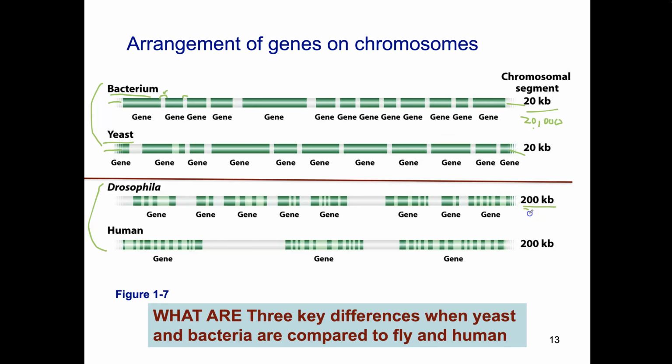When we look at what we would call higher eukaryotes, like fruit flies and humans, here just notice this is 200,000, so this is 10 times as much DNA as this, and we have 1, 2, 3, what is it, about 7, 4, 5, 6, 7, so 8 genes, right? So 8 genes compared to 13, but there's 10 times more DNA here, so the genes are bigger. And they're also, there are spacers.